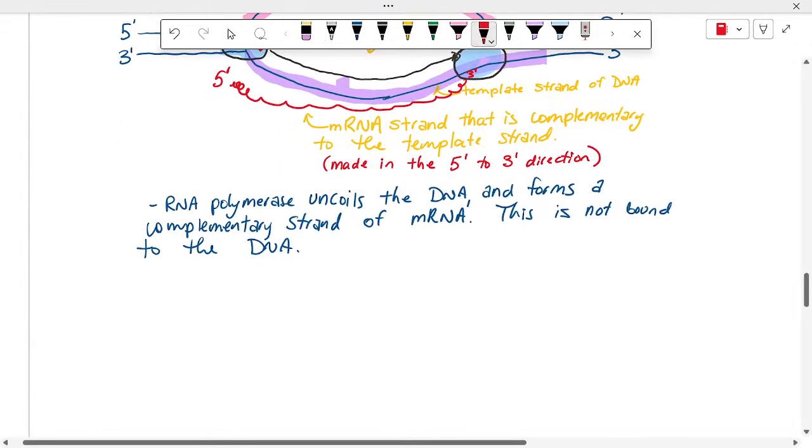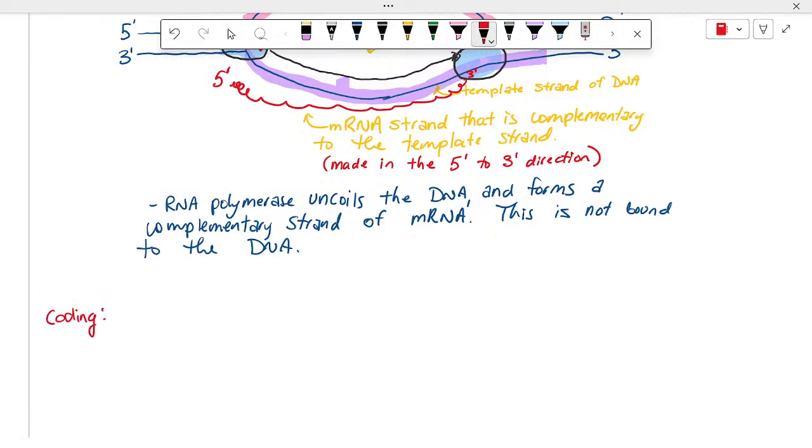So let's imagine we have the coding strand here, and let's say it's, I don't know, A, T, G, C, T, A, G, C, T, A, T, T, G, C, T. Okay, whatever. That's the gene we want. Does that make sense?